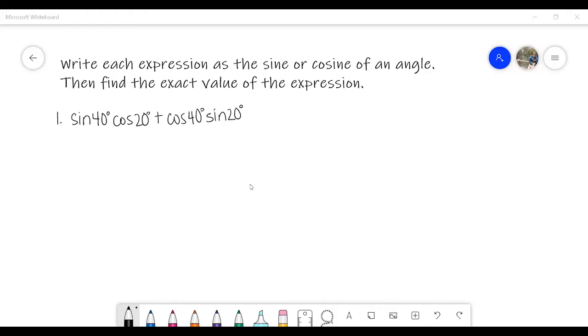Okay, we want to apply our sum and difference identities here. So again, pay attention to the pattern. Notice you've got sine, cosine, cosine, sine. That means that we're working with sine, right? And that's going to be either the sum or the difference of these two angles.